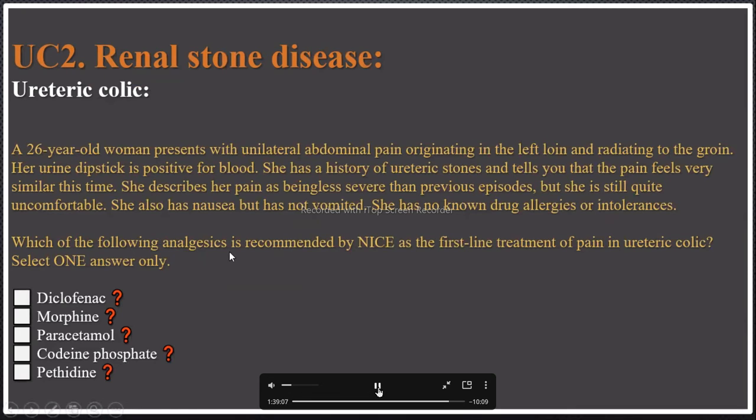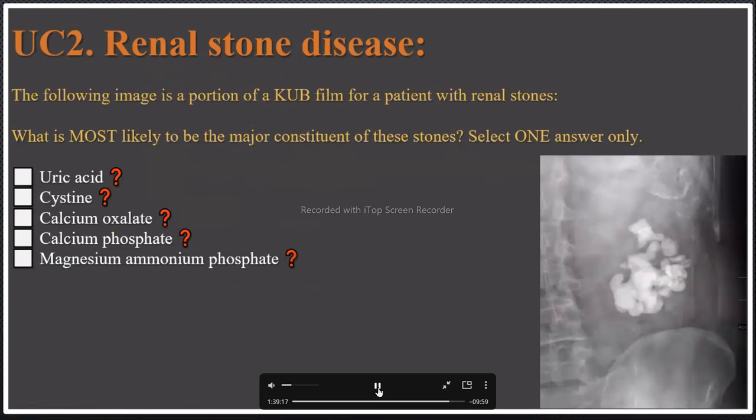Following analgesics. Diclofenac. Diclofenac number 1. Okay, which route? Rectal. Magnesium ammonium phosphate. Last option.